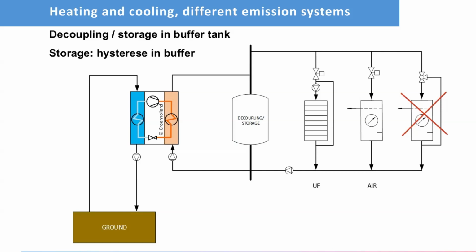We can also have an air unit, a fan coil unit, again with a throttling valve to control the temperature in part load conditions. In both cases, the return temperature will be low during heating and high during cooling to allow the heat pump to function properly.